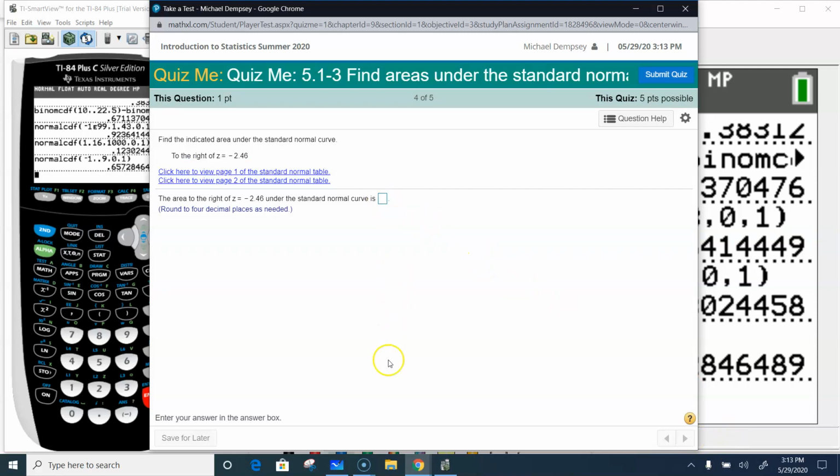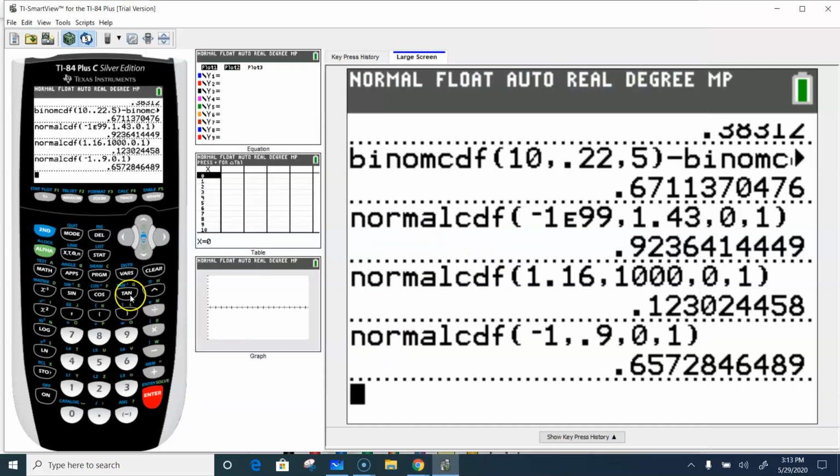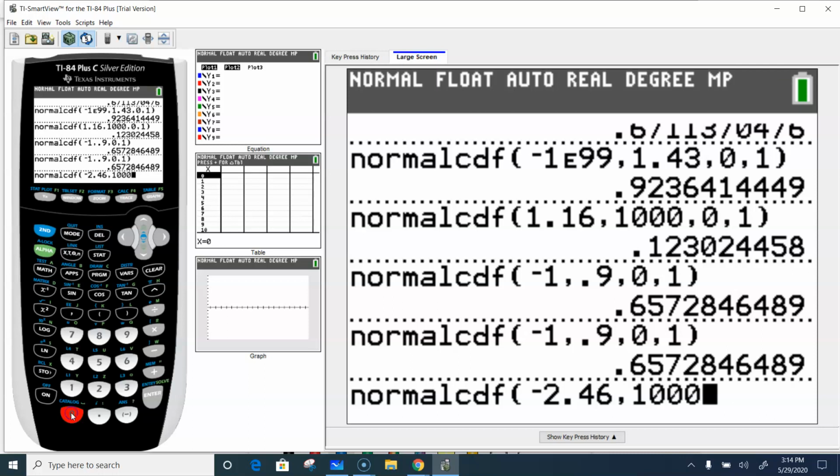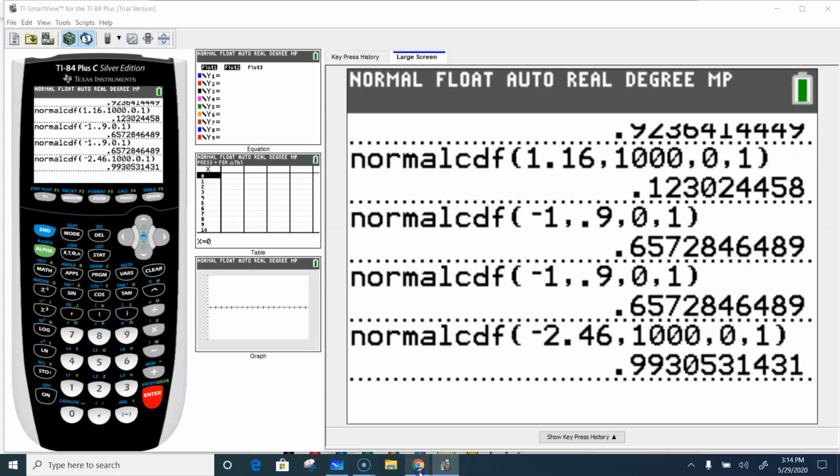Okay. To the right of negative 2.46. So that means negative 2.46. Oops, don't execute it. That's my lower endpoint, and then my upper endpoint will be something really large. 1,000, 100, million, doesn't matter. 0.993.